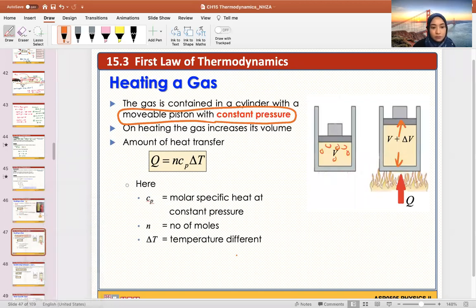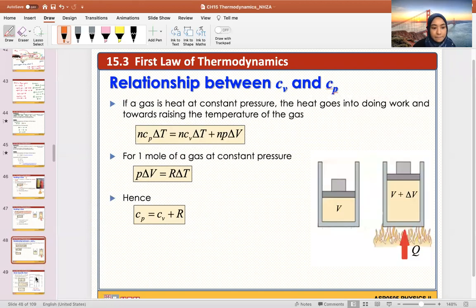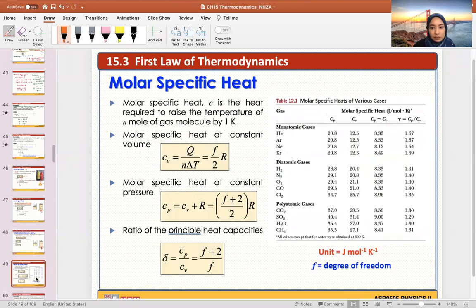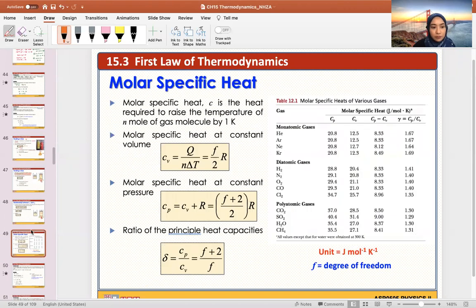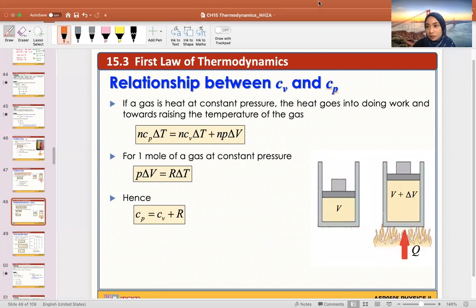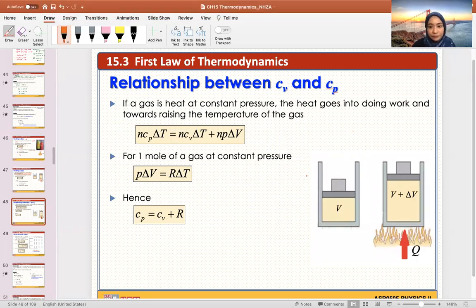So, molar specific heat. Okay, what time is it? Okay, we have time. Wait, we need to go back to this one. Molar specific heat of gases. So this is 13 minutes. Okay, we can make it. So we are doing molar specific heat for gases, but this is still part of chapter 15.